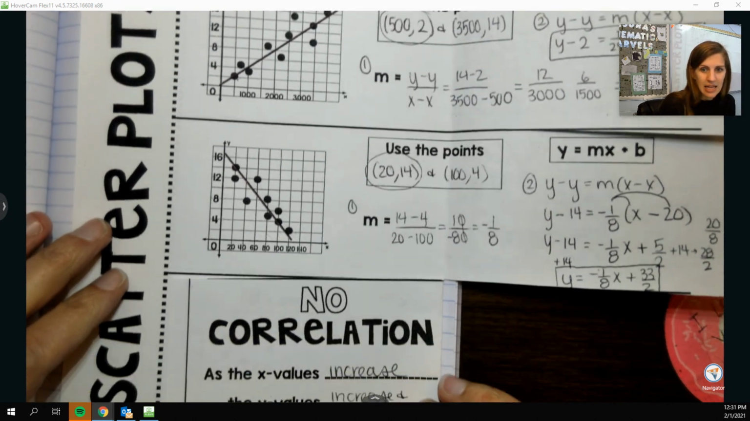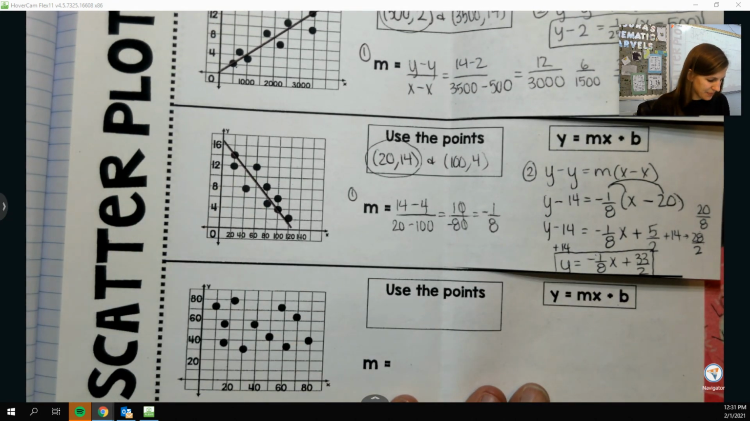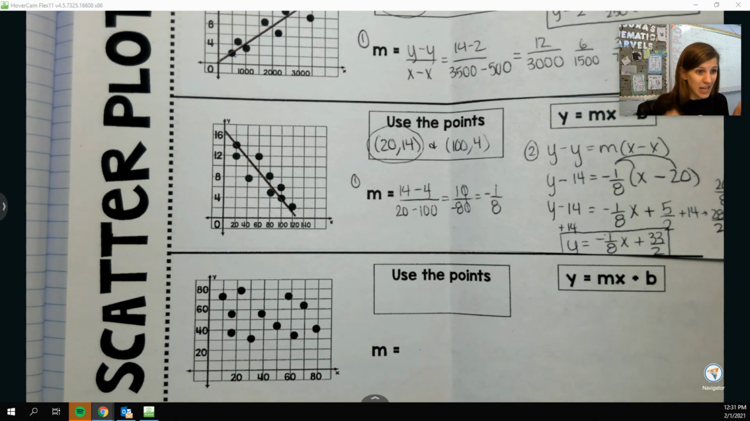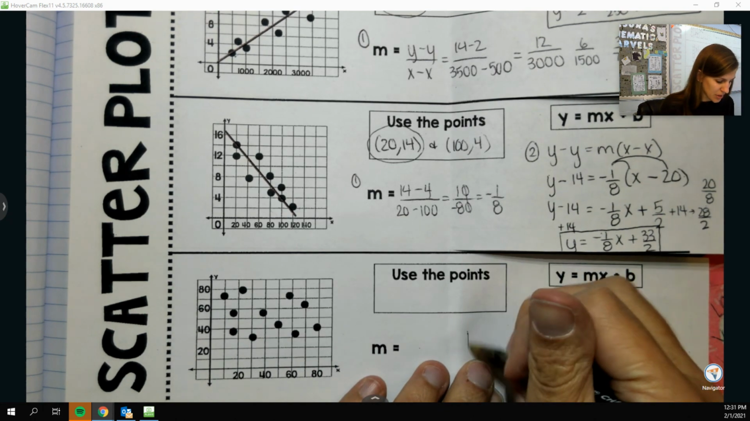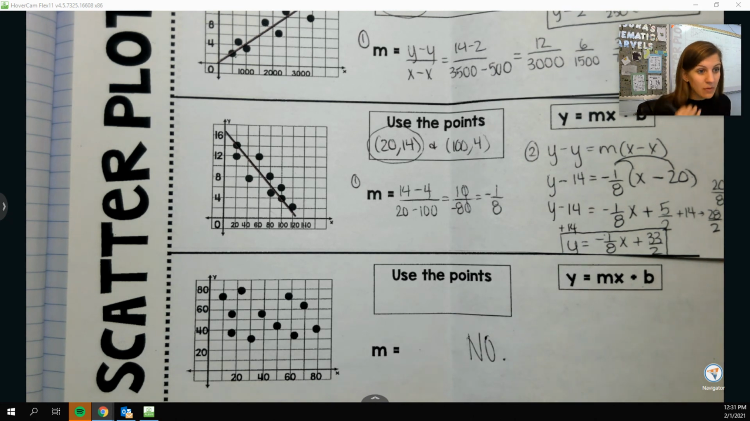Okay, last one. Well, there's no correlation, so there's no real reason to write a line of best fit. So we're just going to put no. I mean, they don't follow a trend. They don't follow a pattern, so I shouldn't make one up. So there you go.